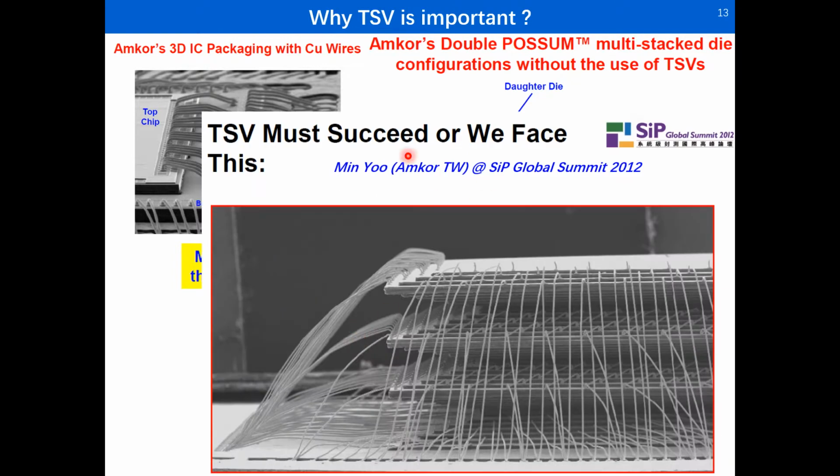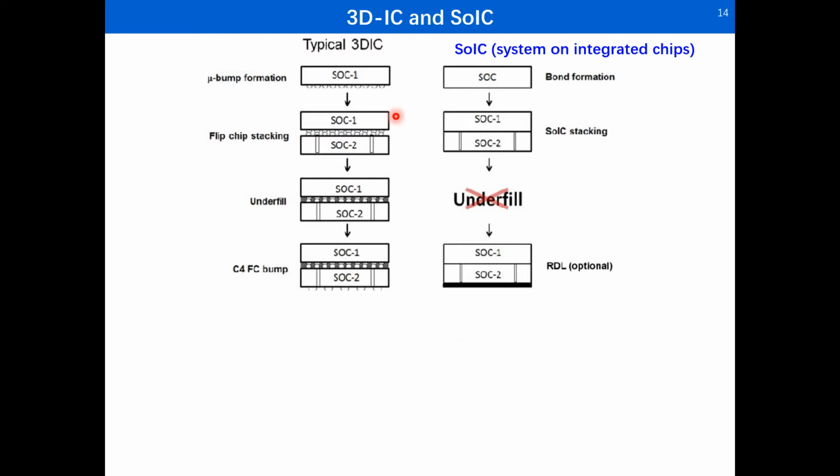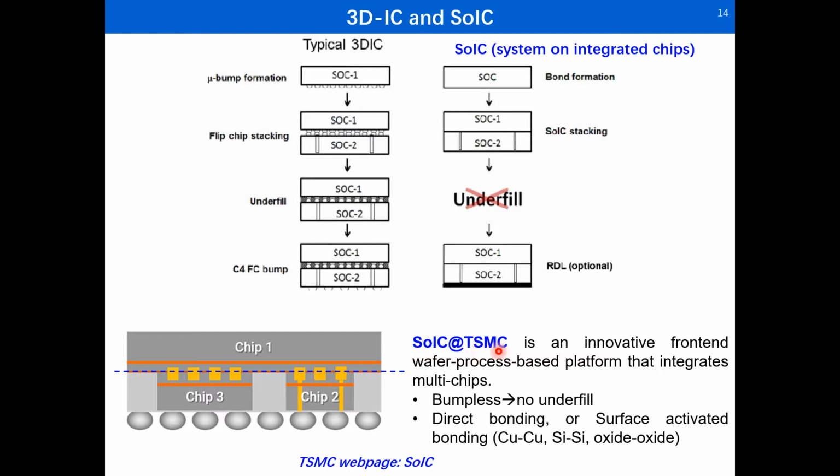TSV must succeed for 3D IC, or we may see this very weird structure. In 3D IC, the end of TSV is a micro bump. Then the bumps are bonded together using a flip chip method, and when you have bumps, you will need underfill. But underfill is not good for thermal conduction. So a new concept is proposed, SoIC, where it is bumpless, and no bumps means no underfill. The concept of SoIC is proposed by TSMC.